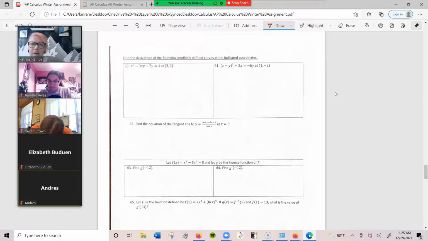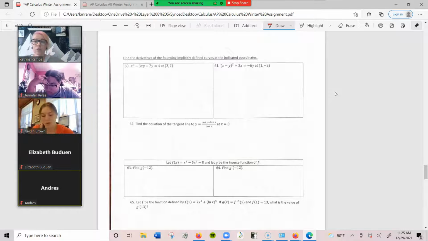Okay. Find the derivatives of the following implicitly defined curves at the indicated coordinates. Okay, so for 61, this was one of the last things we did, which was implicit differentiation. Remember that when you're finding a derivative of an equation that has two variables, in this case x and y, then whenever you find the derivative of any term that has y, you're going to multiply it by dy dx.